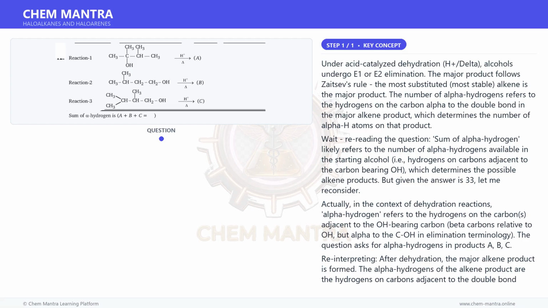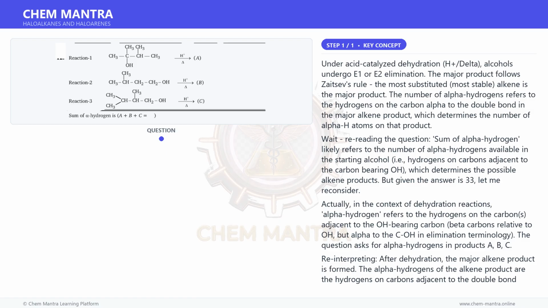Under acid-catalyzed dehydration, H+ and heat, alcohols undergo E1 or E2 elimination. The major product follows Zaitsev's rule. The most substituted, most stable alkene is the major product. The number of alpha hydrogens refers to the hydrogens on the carbon alpha to the double bond in the major alkene product, which determines the number of alpha-H atoms on that product.